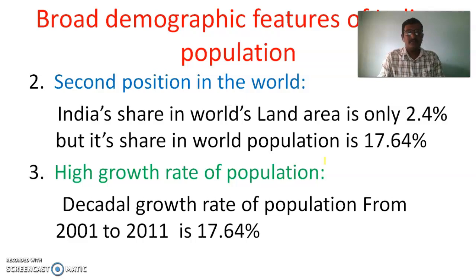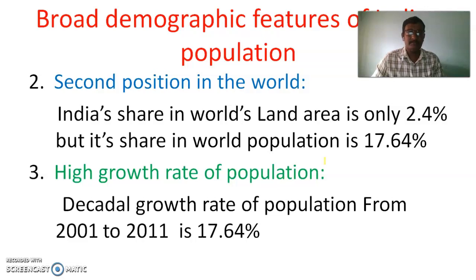Then the second important feature is the second position in the world. India's share in the world's land area is only 2.4%, which is 7th rank throughout the world. We have 7th rank in land area, but we are second in population, where we have a share of 17.64% of the total world population. We can say that it is almost 7 times more than the land area which we have.